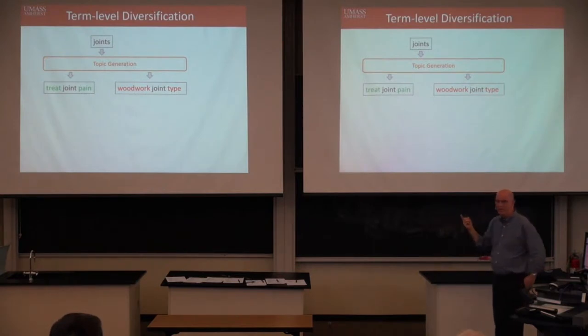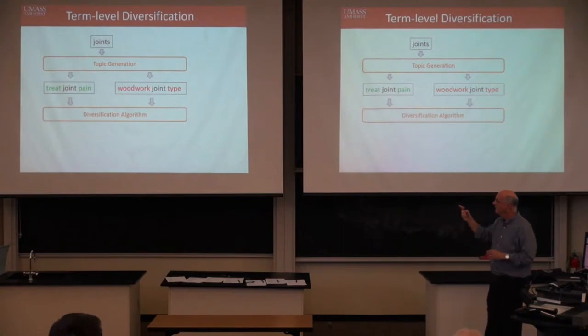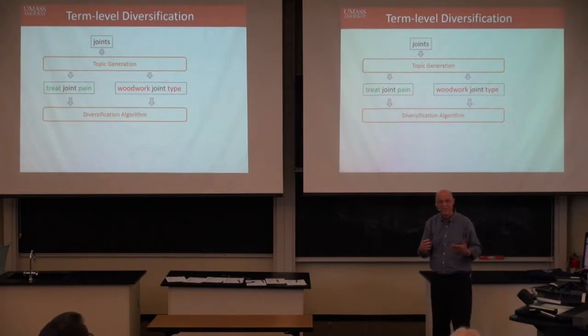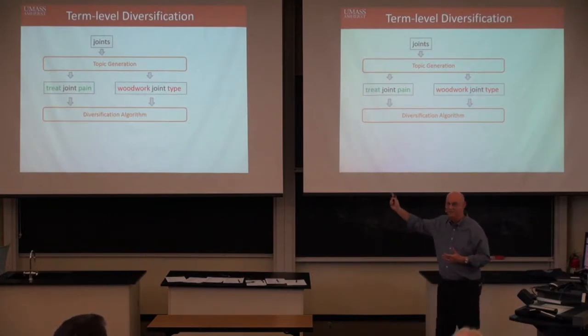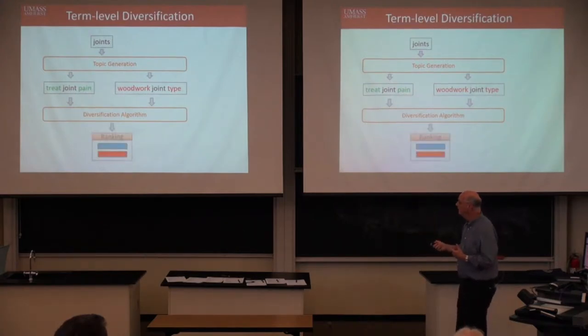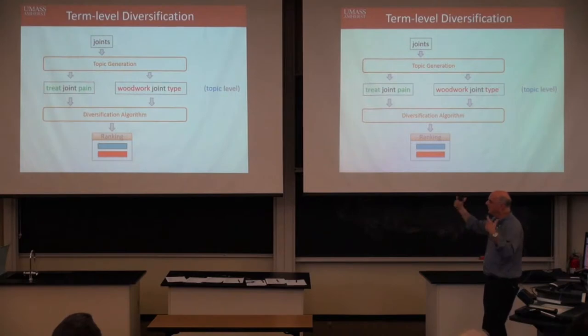We need some sort of way of generating these high-level aspects or topics in order to say, okay, there seem to be two high-level topics that we're dealing with here, subtopics. And then once we had those underlying topics, we would feed them into our diversification algorithm, which would estimate how much each document is related to those topics and diversify the result list based on knowing those two topics as being the related topics. Generate a diverse ranking. So this is doing things at the high-level topic level.